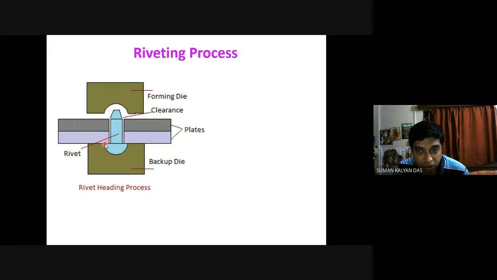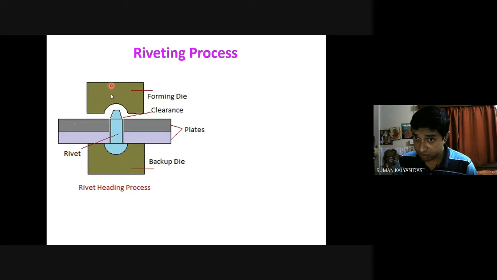The backup die also has a cutout on the surface such that it can accommodate the head of the rivet. As you can see over here, the head of the rivet perfectly fits in the cutout the backup die has. Now, we have another die which is known as the forming die. This forming die again has a cutout similar to the head of the rivet. It is put on the tail of the rivet, which is projecting out from the other side of the two plates.